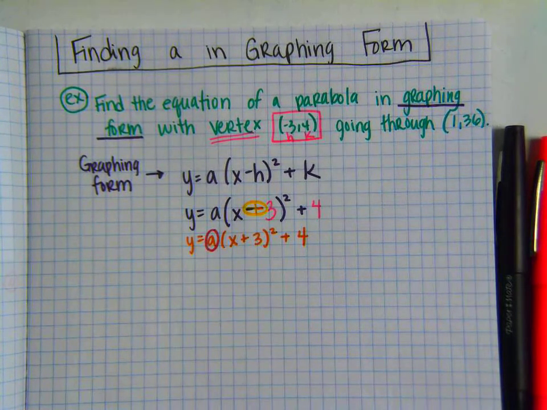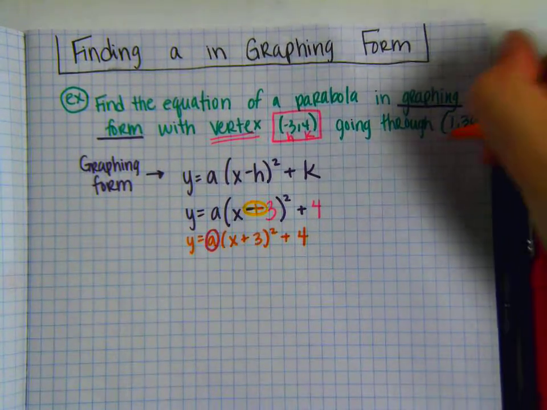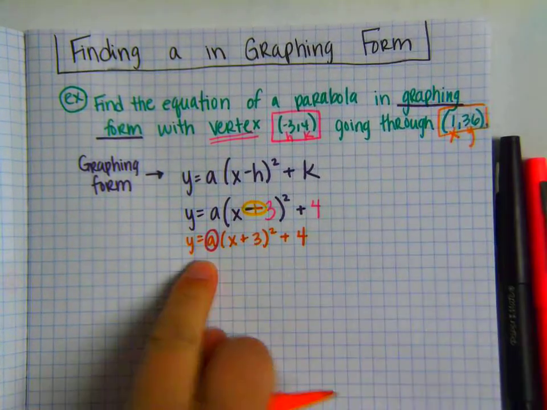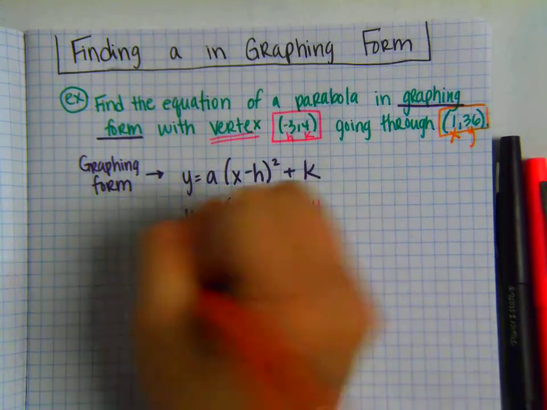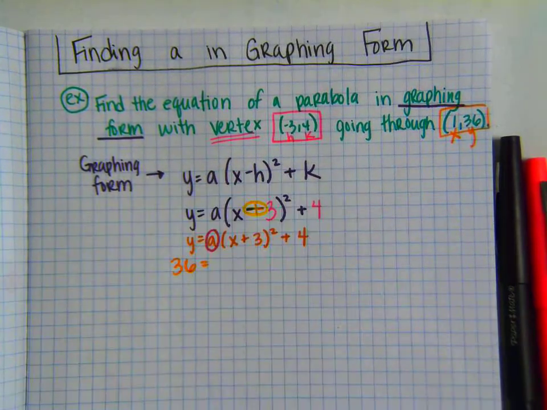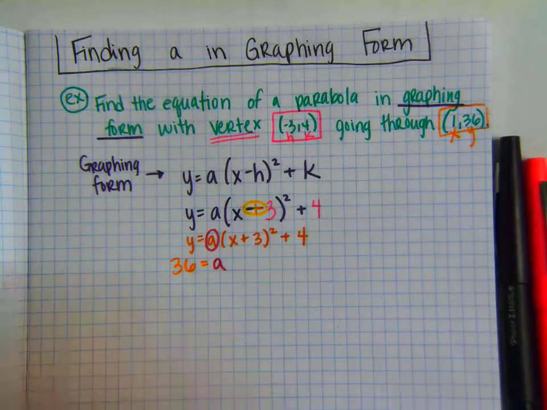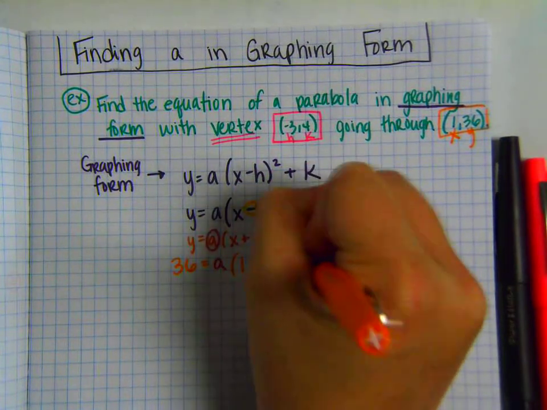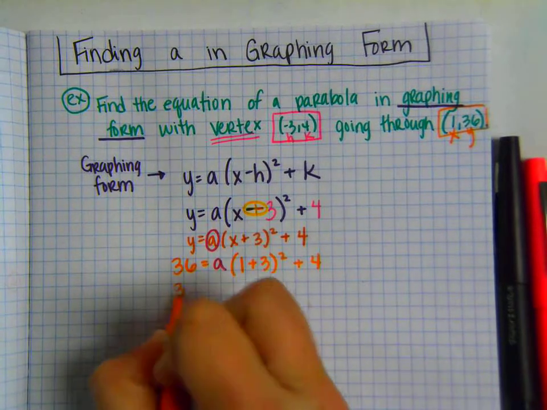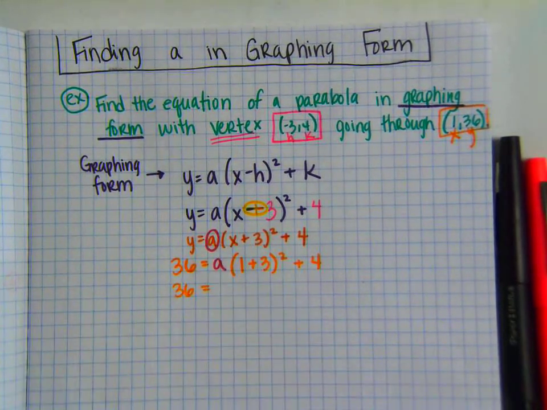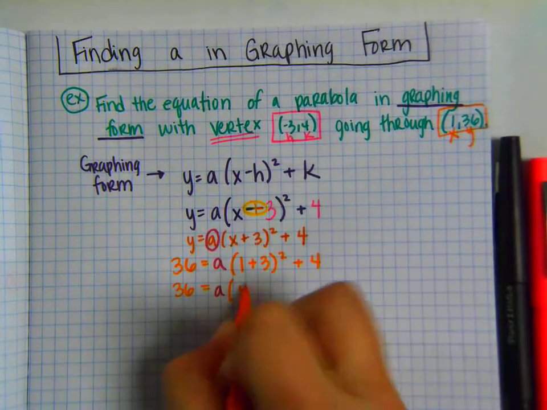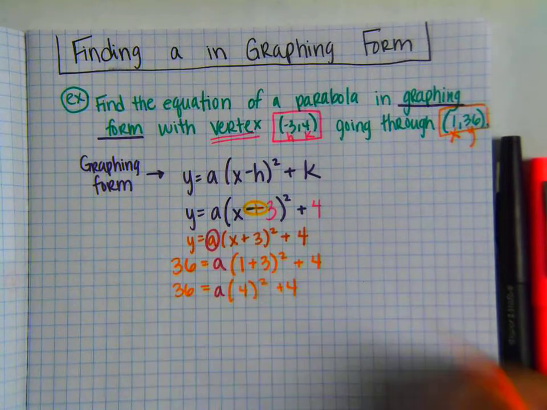The other piece of information that we're given is it goes through this other point right here, 1, 36. Well, that's an x value, and that's a y value. Now we can plug into our equation. So if we do that, that'll be 36 equals, we still don't know what A is, times x, which is 1, plus 3 squared plus 4. And now we're just going to solve for A. 36 equals, we don't know what A is, times, that'll be 4 squared minus 4, plus 4.